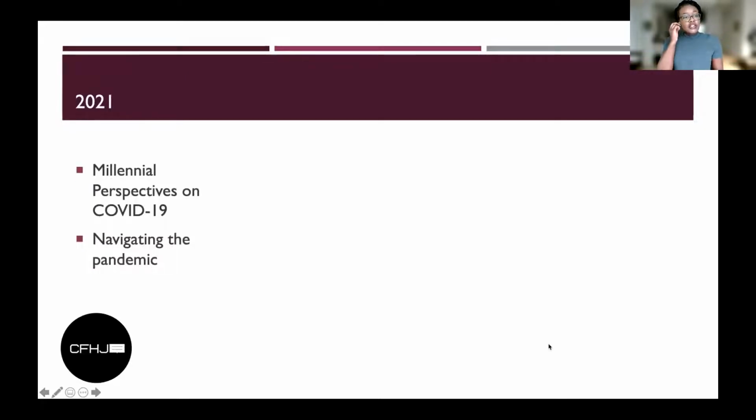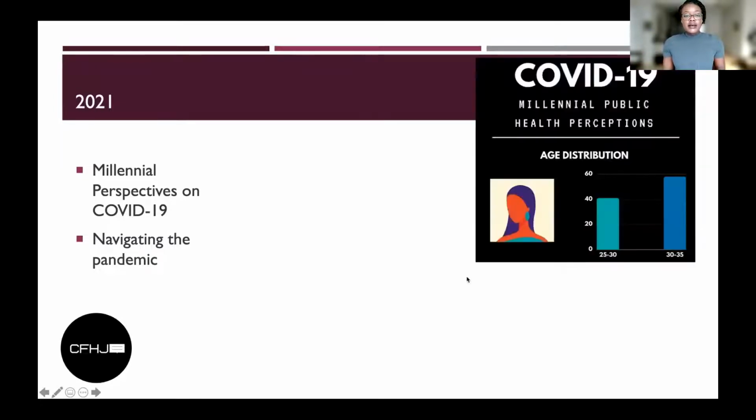Okay, so moving on to 2021, still in COVID. And also 2021 is interesting because I was also working on a COVID-19 public information response. And so my time with Communicate for All Justice was a little bit more limited in 2021. But we did have a really great event in the beginning of the year that focused on millennial public health perceptions on COVID. And so you can see the age distribution between some of the attendees.